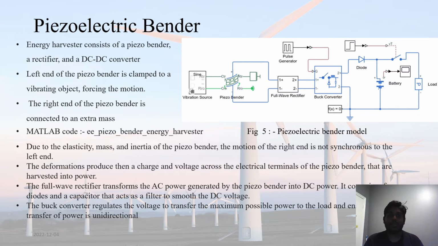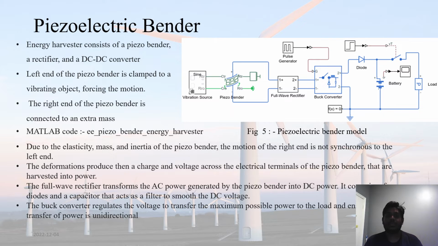Piezoelectric bender. The energy harvester consists of a piezoelectric bender, a rectifier, and a DC to DC converter. From figure 5, we can see a piezoelectric bender model. The left end of the piezoelectric bender is clamped to a vibrating object, forcing the motion. The right end of the piezoelectric bender is connected to an extra mass. This model of the piezoelectric bender is obtained in the MATLAB libraries by employing the code shown in the description. Due to the elasticity, mass, and inertia of the piezo bender, the motion of the right end is not synchronous to the left end.